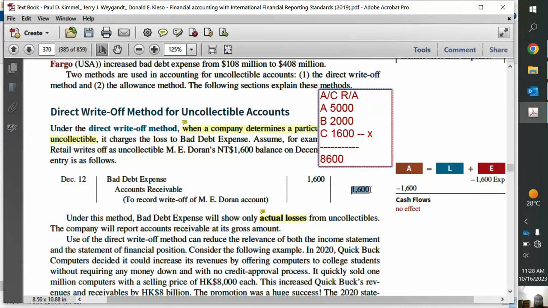So that amount doesn't necessarily belong to one single customer. This can belong to two customers, three customers, or this can belong to part payment of a customer, as I just said. Maybe C pays us 600 and then 1,000 has to be written off. So this is the direct write-off method.